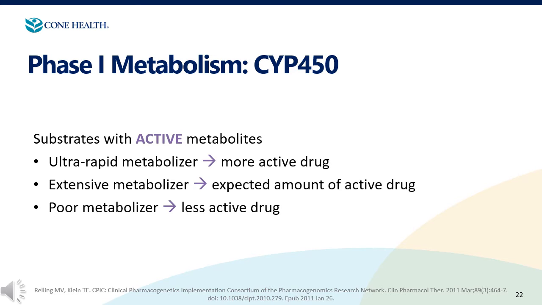Now, this is opposite for drugs with active metabolites. Ultra-rapid metabolizers will then lead to more active drug. Extensive metabolizers will again produce the normal or expected amount of drug, and poor metabolizers will lead to less active drug. This is important to consider especially for prodrugs that must be metabolized to an active form in order to produce their desired pharmacologic effect.